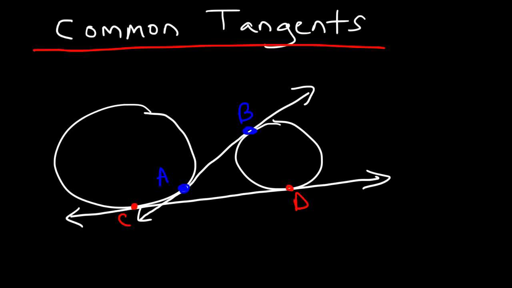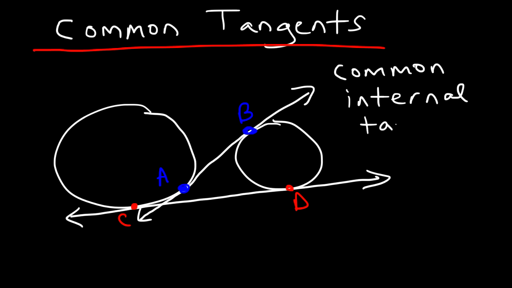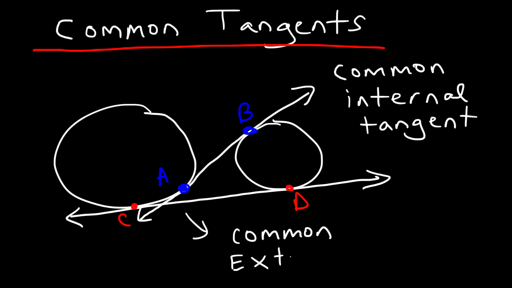So those are common tangents. They're tangent to two circles. It could be more than two circles as well. Now, tangent line AB is known as a common internal tangent. The reason why it's called that is because that tangent line lies between the two circles. Tangent line CD is known as a common external tangent because it does not lie in between the two circles. So those are some terms and definitions to know.